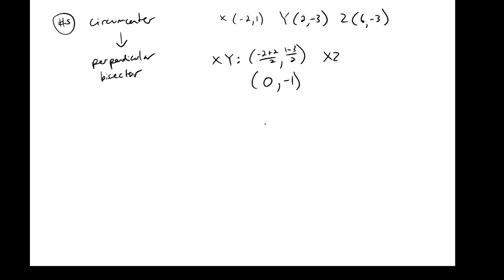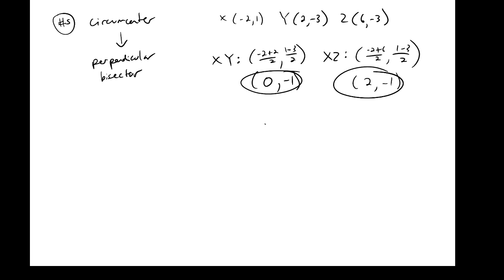Then there's going to be xz. Xz is going to be -2 plus 6 over 2, and then 1 minus 3 over 2, right? -2 plus 6 is 4, divided by 2 is going to be 2, and then 1 minus 3 is -2, divided by 2 is -1. So those are our 2 points we're going to work with, those 2 midpoints. But now we need to find the slopes, right? So we have the slope of xy, which is -3 minus 1 over 2 minus -2, or -4 over 4, which is -1. So the perpendicular there is just going to be 1.